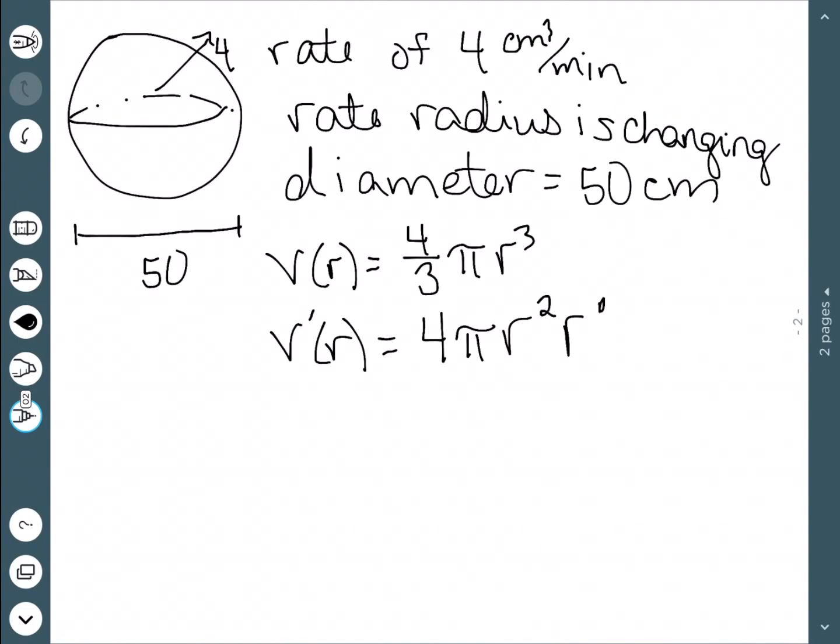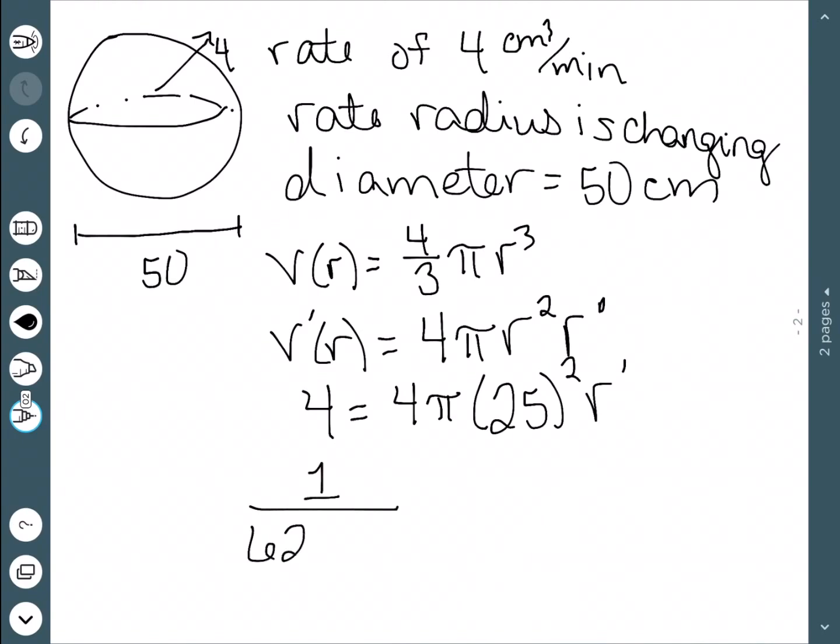The volume is changing at a rate of 4 cubic centimeters per minute. The radius is going to be 25 since the diameter is 50. And then we have r prime. So now, once we try to solve this, I'll end up with 1 over 625 pi is equal to r prime. So that's how fast our radius is changing whenever our diameter is 50 centimeters.